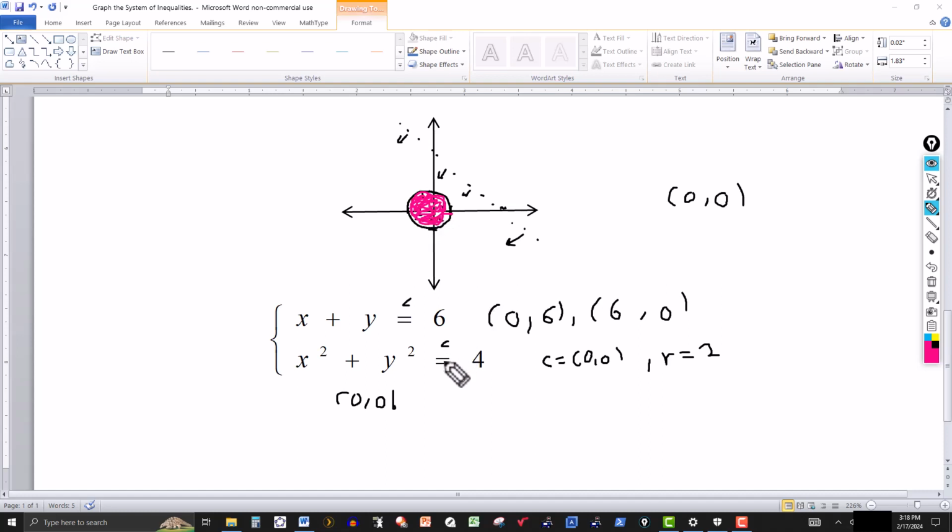Now if the second inequality only had the less than, all that means is don't include the boundary, in this case the circle. But that is the solution set for the system of inequalities.